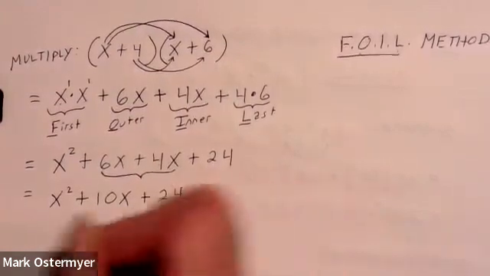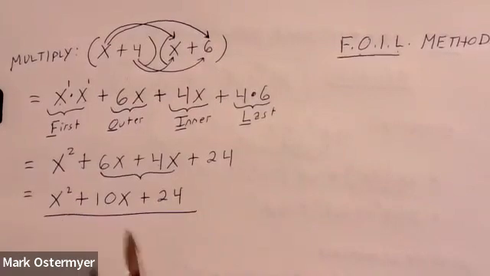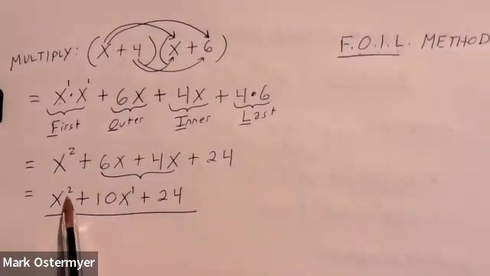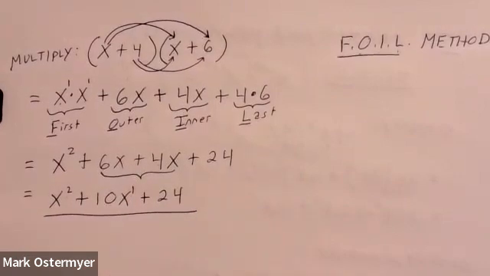And ladies and gentlemen, we are done. That would be your product of these two binomials up here. And notice our answer, our product, is written in descending order. Second degree term, first degree term, and 0 degree term. Any questions how I multiply those binomials together?